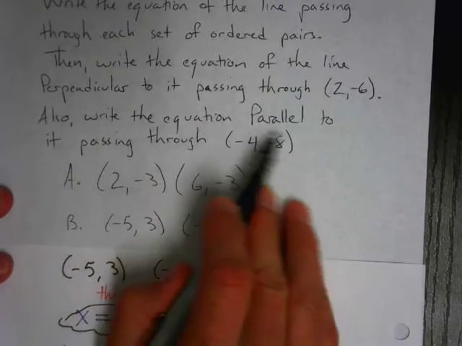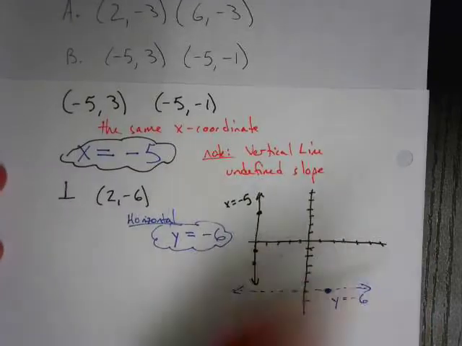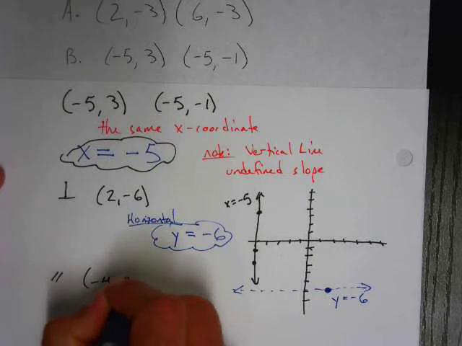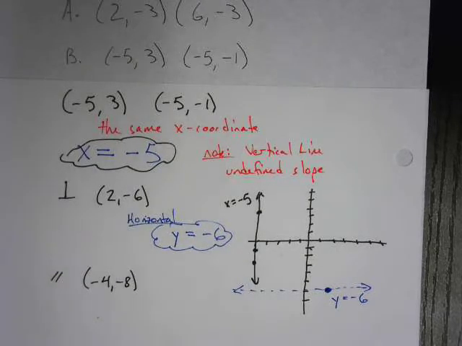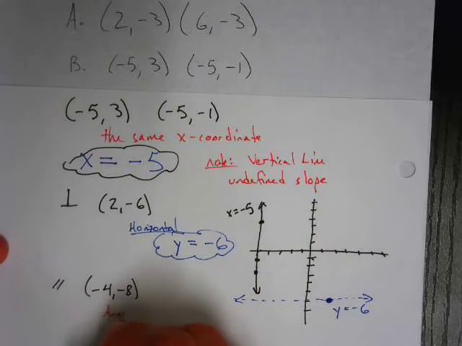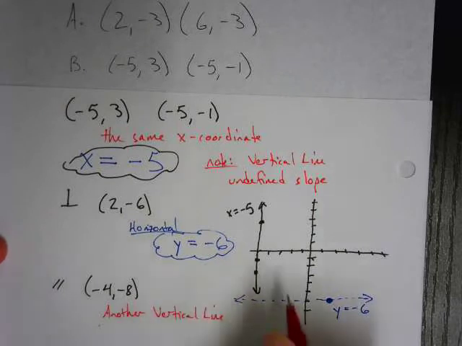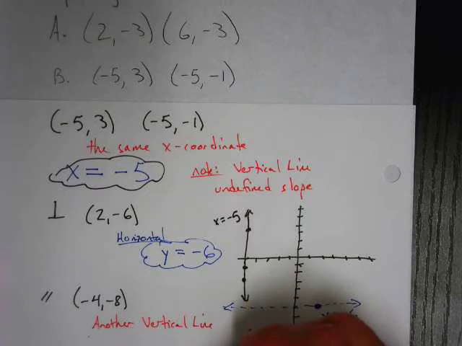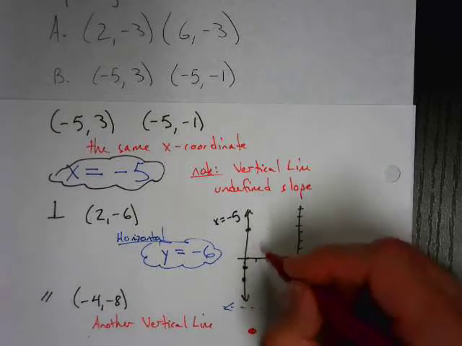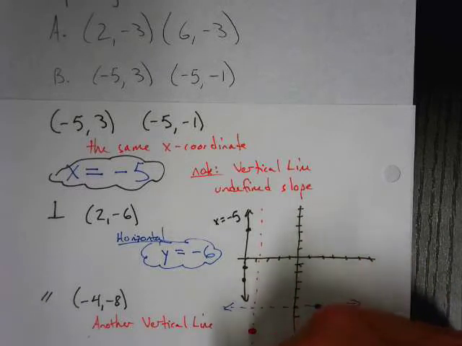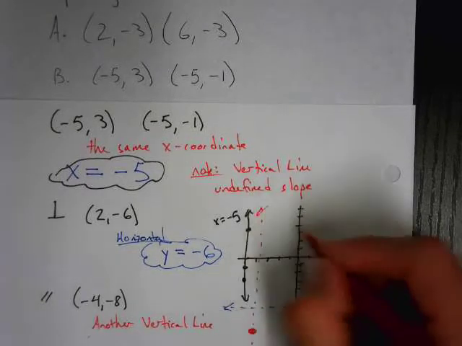Also, write the equation parallel to it, passing through -4, -8. So my third task then is parallel, passing through -4, -8. And we know it's going to be parallel to a vertical line, so it's going to be another vertical line. So we know it's going to be vertical again, but this time passing through -4, -8. It's going to be somewhere down here, but it's going to be another vertical line. And guess what equation that is?